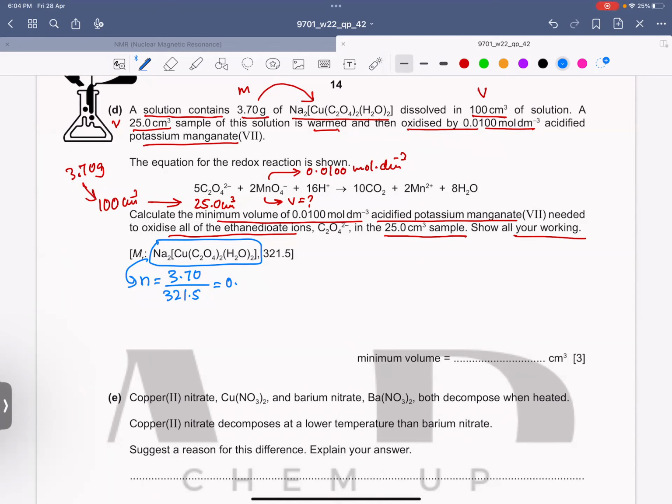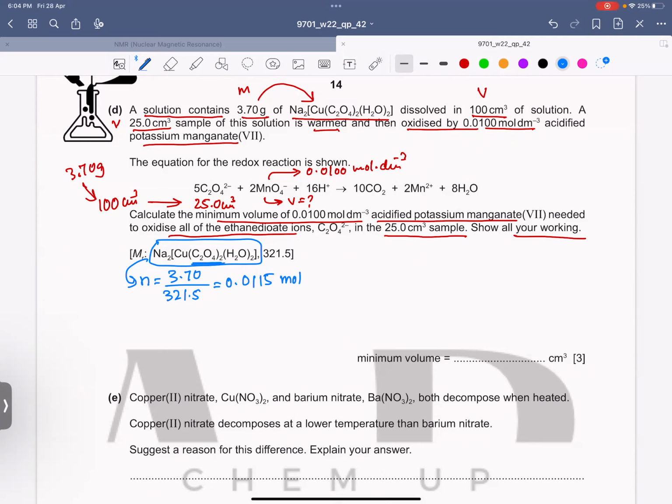So 0.0115. Okay, because it's just one decimal place here, and here we have three decimal places, so it would be 0.0115. Okay, that's correct, probably. So 0.0115 are the moles of this whole complex, right? In this whole complex, see how many ethanoate ions are there?